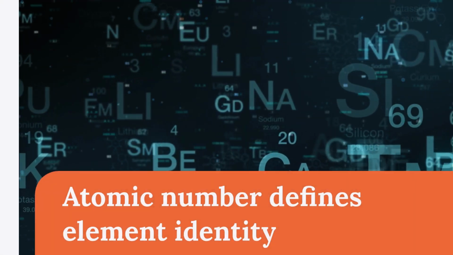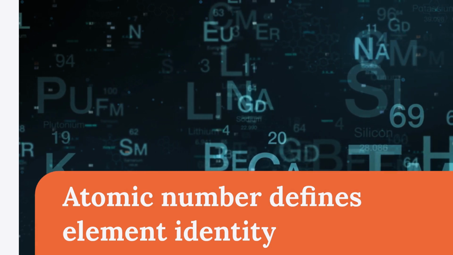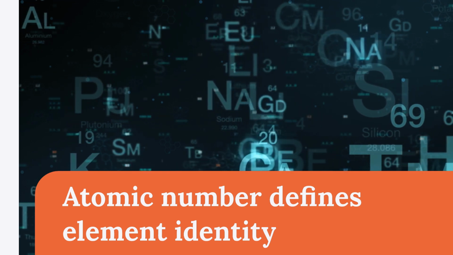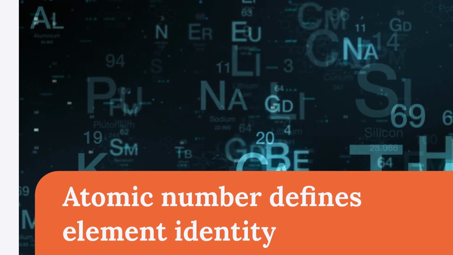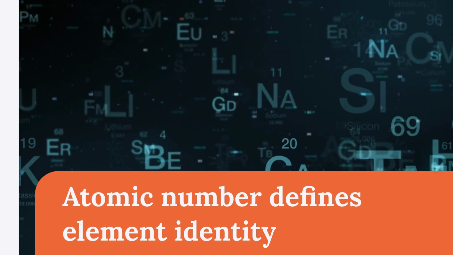The atomic number is unique to each element. It equals the number of protons in the nucleus. In neutral atoms, it also equals electrons. The atomic number defines the element's identity. It is crucial for periodic table placement.